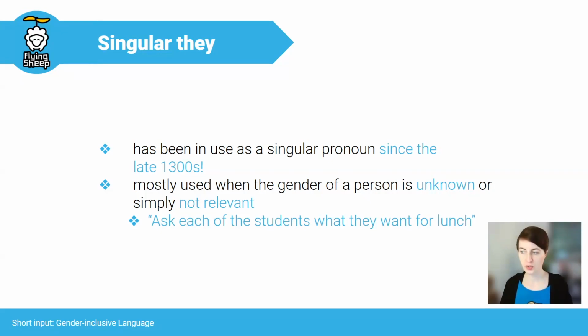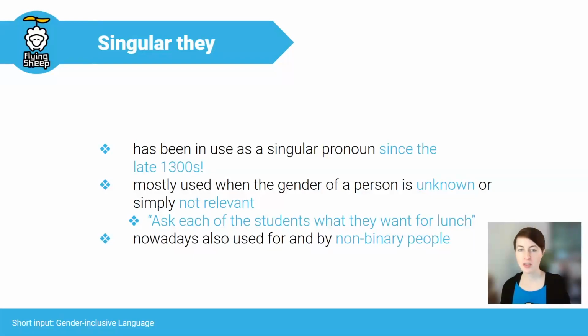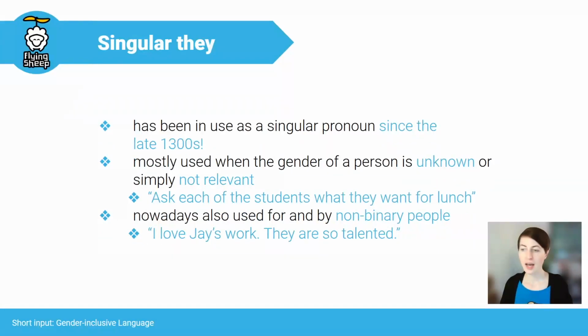Ask each of the students what they want for lunch. So in this case, you need that information, what the people want to eat, but it's really not important what gender they have because you just want to know their food preferences, right? So nowadays, the singular they as a pronoun is also used for and by non-binary people. And to give you an example of that, I love Jay's work. They are so talented. So in this case, unlike in the previous example, they actually refers to just one individual.